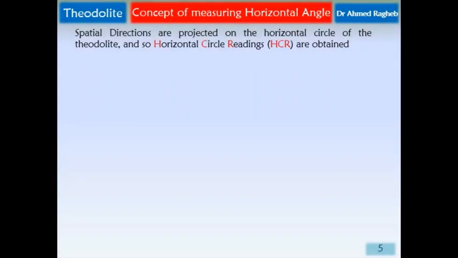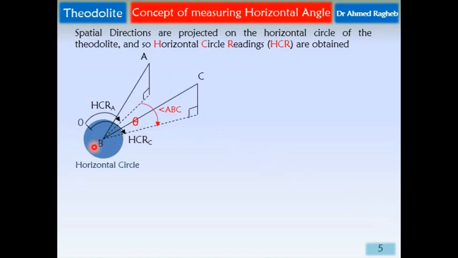Concept of measuring horizontal angle. The main idea behind measuring the horizontal angle. After fixing horizontality and plummeting, بعد ضبط الأفقية والتسامد، عايزين ناخد قرايات دايرة أفقية ونقدر نعين الزاوية الأفقية.